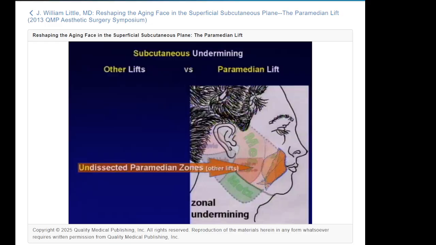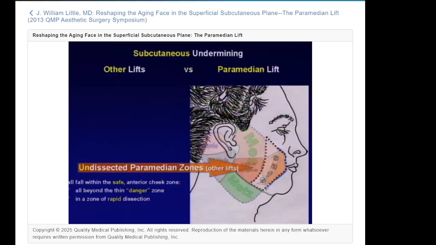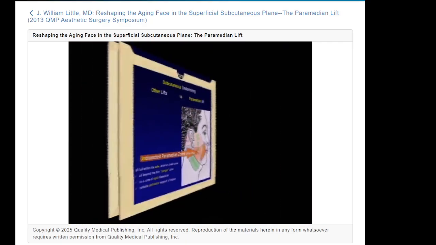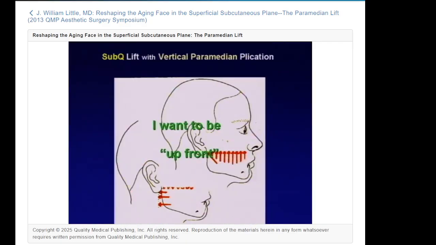I'm going to put those patterns of undissected skin down to show you that they all fall within what I consider the safe anterior zone, beyond the thin zone, which is the danger zone for me during dissection, and in a zone of rapid dissection that's outside the perforator support of the tragus. So the dissection of that zone takes me an extra 3 or 4 minutes, and I do it with the scissors, Joel, not the bovie. So I want to be upfront about facelift, not just figuratively, but really literally.